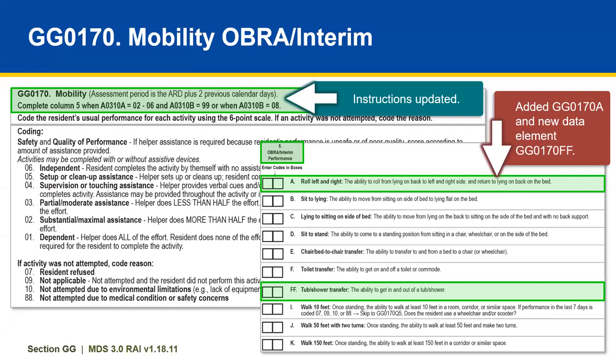Here is a snapshot of the OBRA interim. And just a reminder, this is a 3-day observation period, which is the assessment period, the ARD, plus the 2 previous calendar days.